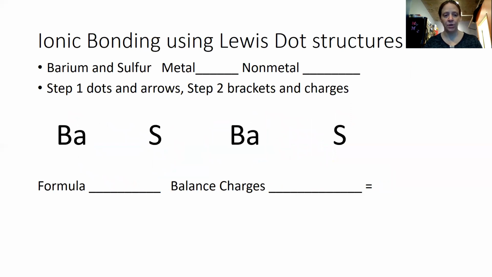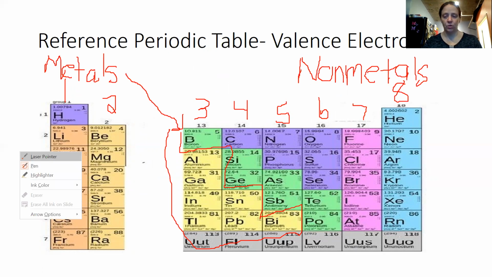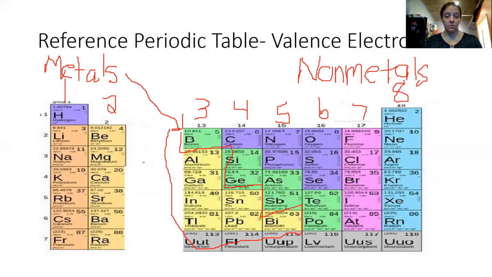All right, so we have barium and sulfur. Okay, so we'll go back and we're going to look at our periodic table. So we have barium. So barium is Ba, it's right here. So it has 2 valence electrons and that's our metal. And we have sulfur. Sulfur is right here. It's going to be our non-metal and it has 6 valence electrons.